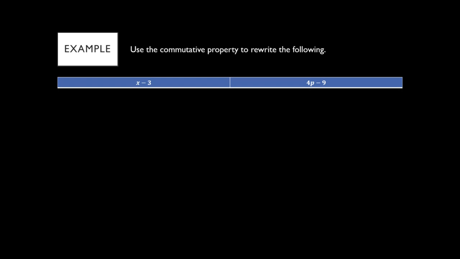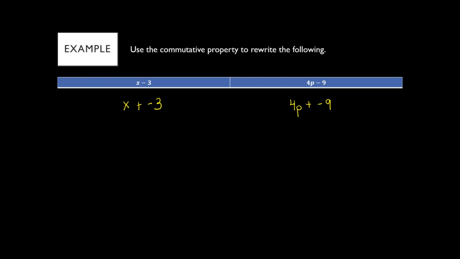So in general, we like to have the variables first. In both of these examples, the variable is first, but we're going to use the commutative property to show you how you can write it the other way. So first thing is, subtraction is defined as adding a negative. So we use that definition of subtraction so that we can rewrite these. So instead of x minus 3, it'd be x plus -3. And then we have 4p plus -9. So that's just the definition.